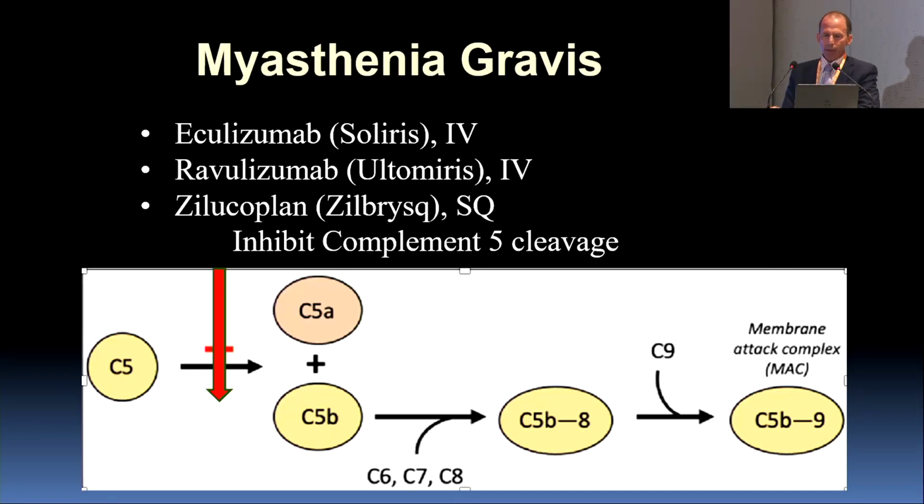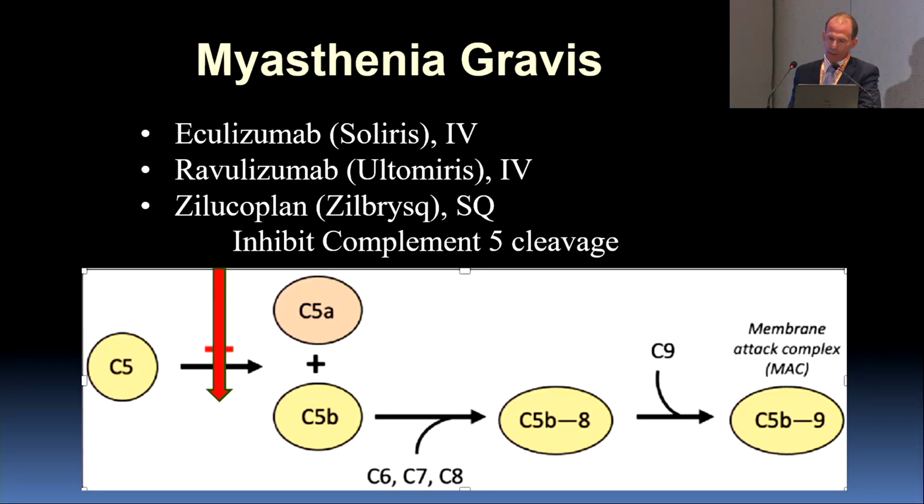The first two are IV. The second is very new. It's sub-Q. And all the medications I'm talking about are FDA approved in the United States, which means they've all undergone extensive testing. So I limit it also to FDA approved drugs. So what happens is it inhibits this cleavage, which then stops the cascade of complement activation and all of the immune products. And that's how they work.